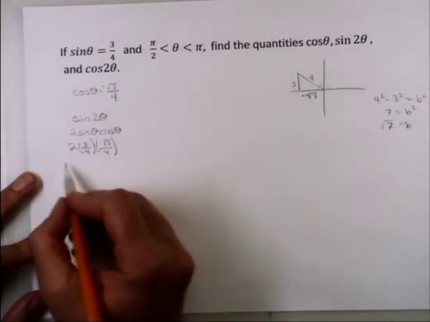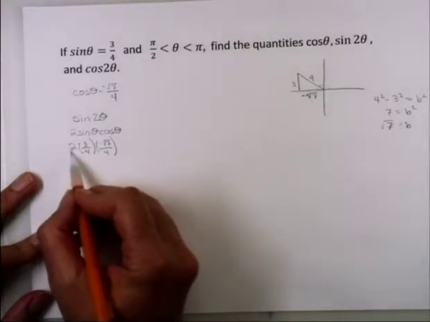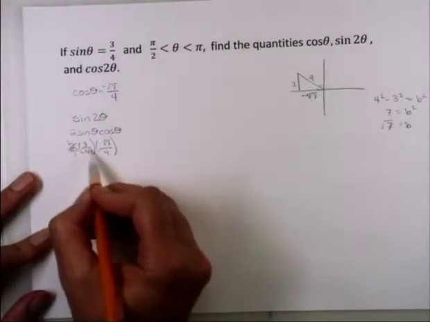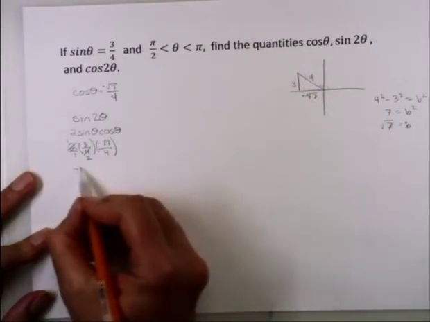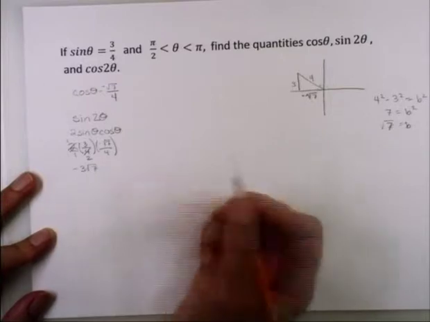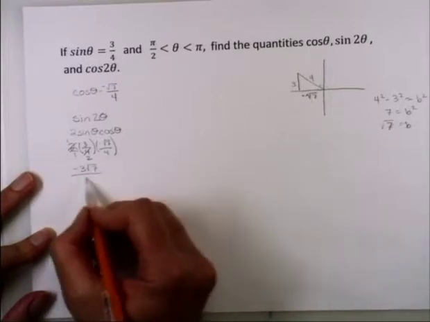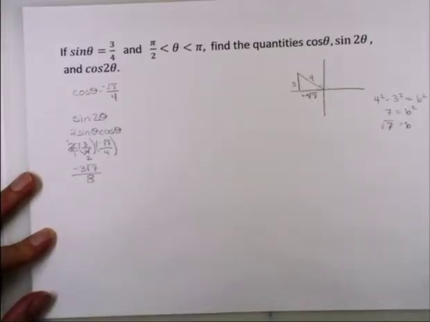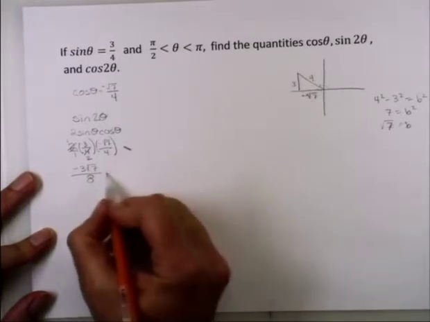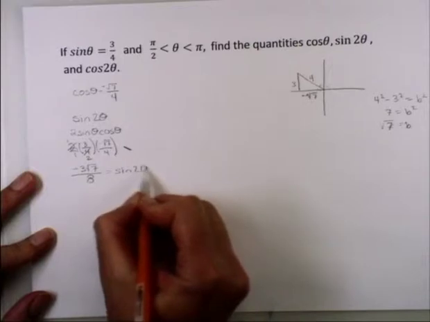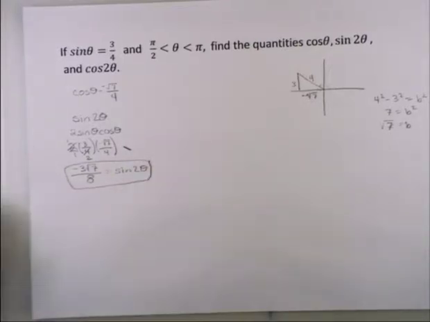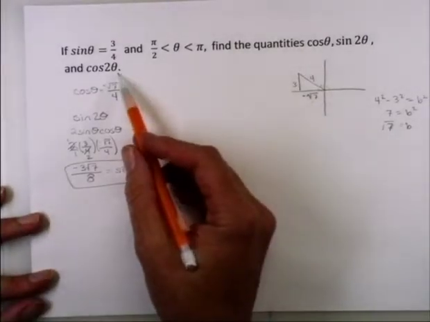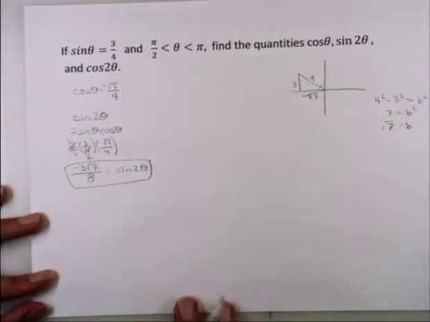And then I'm just going to multiply this out to simplify my answer down. So when I multiply, actually I'm going to reduce. I see this 2 and this 4. And since I'm not working with a calculator, I like to simplify as I go. So I get negative 3 radical 7 as my numerator, and my denominator becomes 8. So that is equal to the sine of 2 theta. Now I would suggest you pause the video and try to do the cosine of 2 theta on your own, and then we'll go over it together here in just a second.